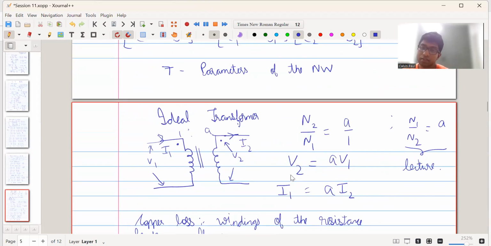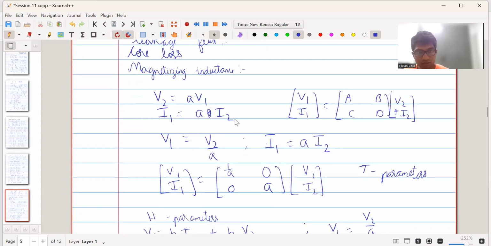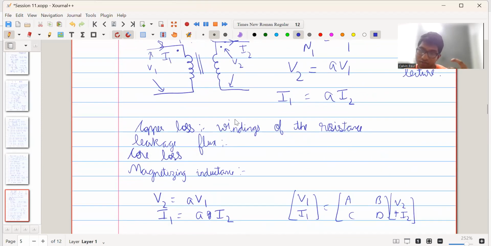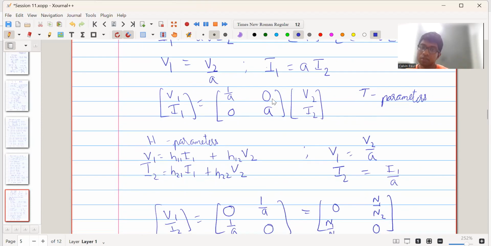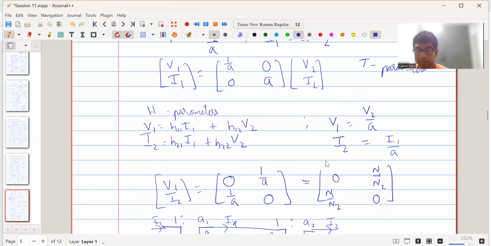Then we consider an ideal transformer. How do we represent that? We have neglected and ignored various factors: the losses, the leakage flux, the magnetizing flux, the magnetizing inductance, etc. We just consider a simple ideal transformer, and we represented that in terms of ABCD parameters. We also represent that in terms of H parameters.